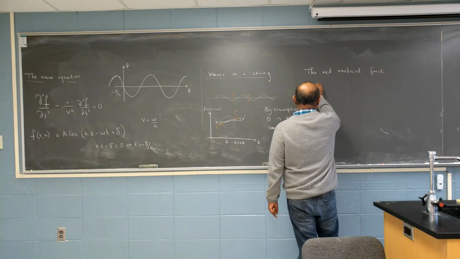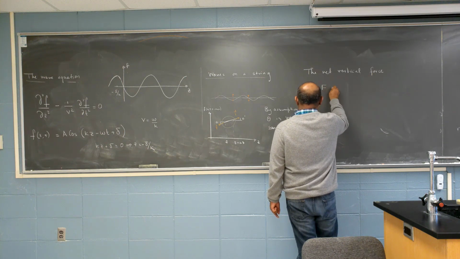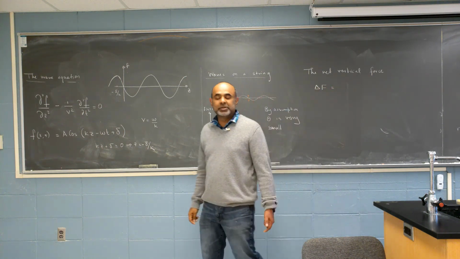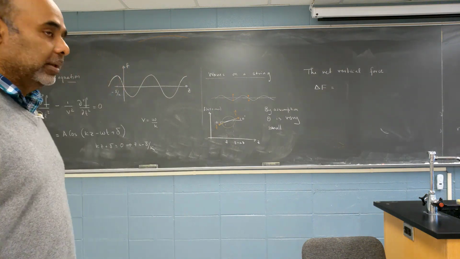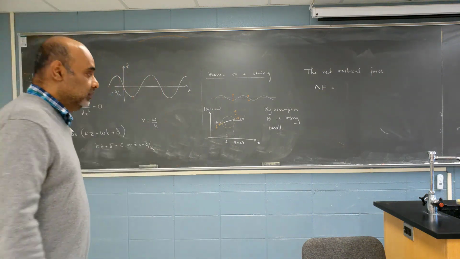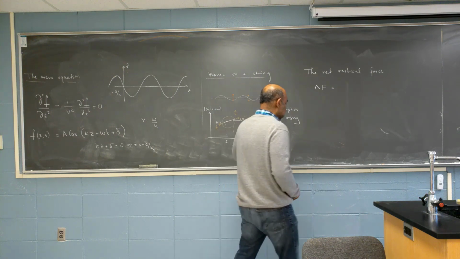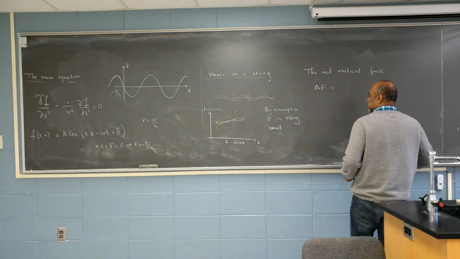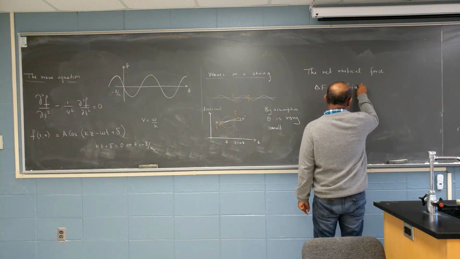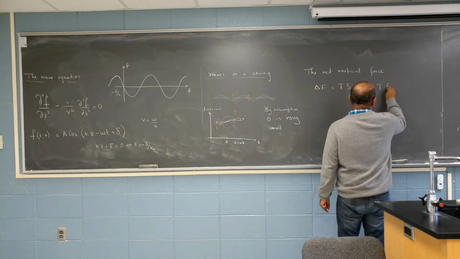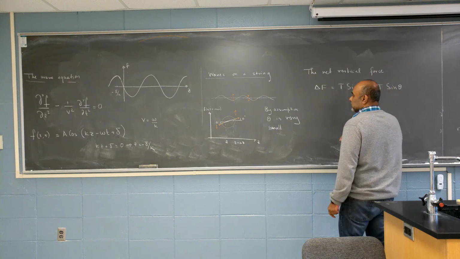I'm going to write it as delta F. I'm not going to put any magnitude. Well, vertical means I'm not going to put any direction. Well, by vertical it means the vertical direction. Net vertical force, delta F, is T sine theta prime minus T sine theta.